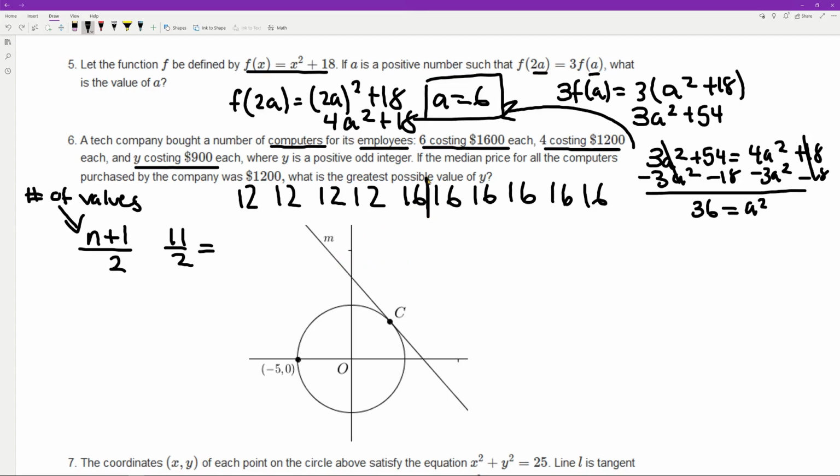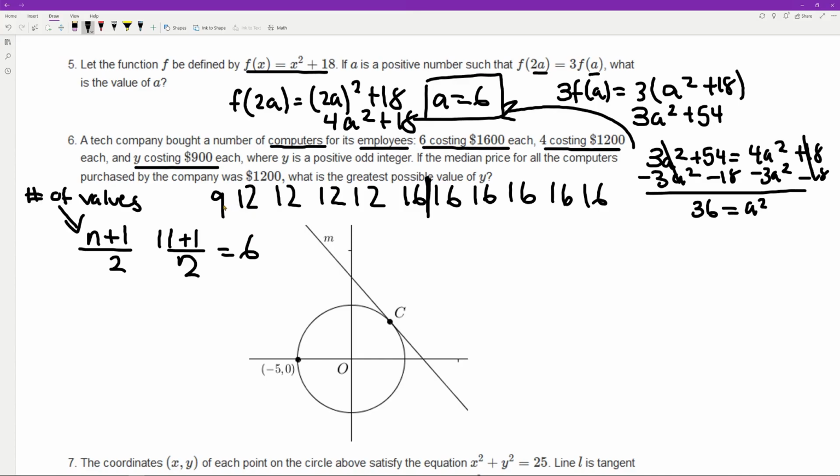Okay, so if our median starts here, what happens if we add another number? Let's say 9, because that's what we're adding on to the set. So if we have 9, then our total number of values increases to 11. So we have 11 plus 1, over 2, and that's going to be 6.